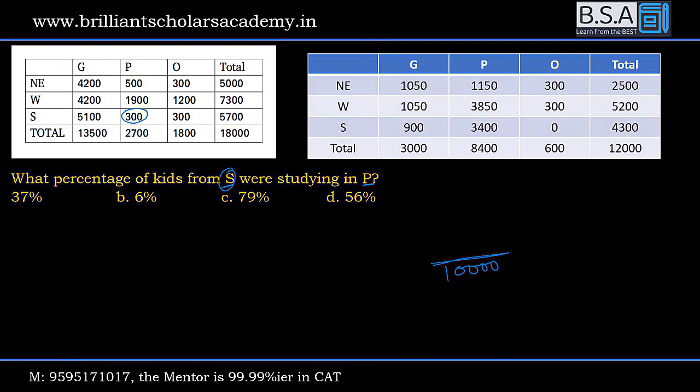There are 300 people here. There are 3,400 people here. So 3,700 people are studying in private schools. So as a percentage, what is that? 37%. Once you complete the table, you have this answer shouting at you, I'm here, mark me. A very straightforward question. What percentage of students in S were studying in P? There are 10,000 students in S and there are 3,700 students in private.